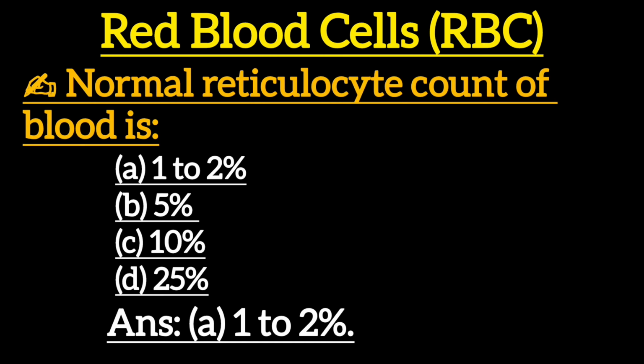Next question is, normal reticulocyte count of blood is option A 1 to 2%, option B 5%, option C 10%, option D 25%. Correct answer is option A 1 to 2%.